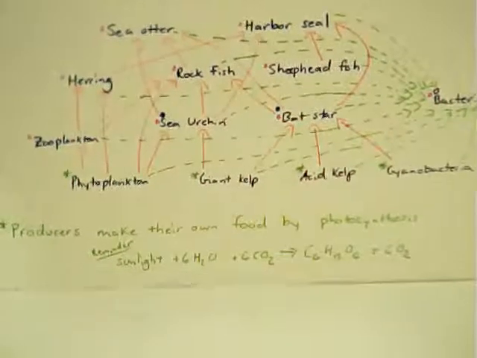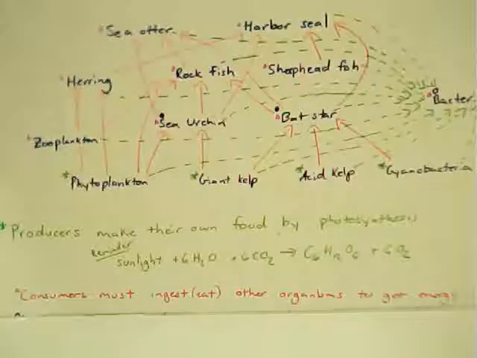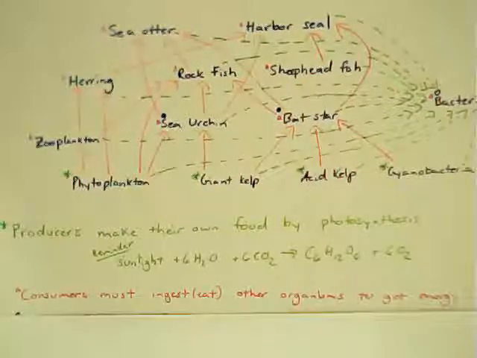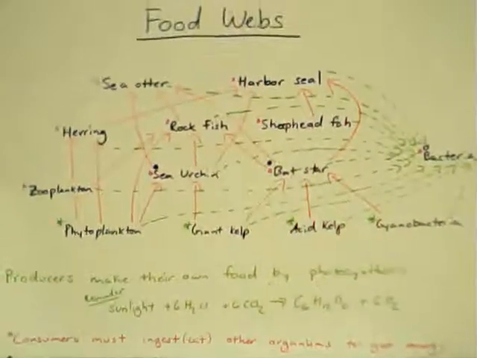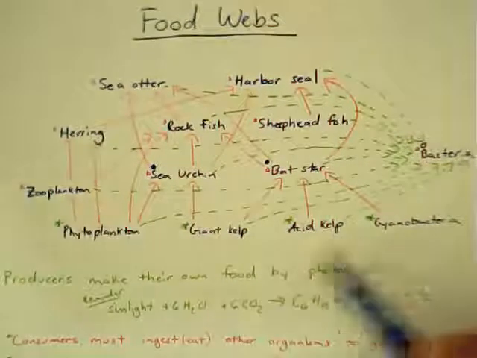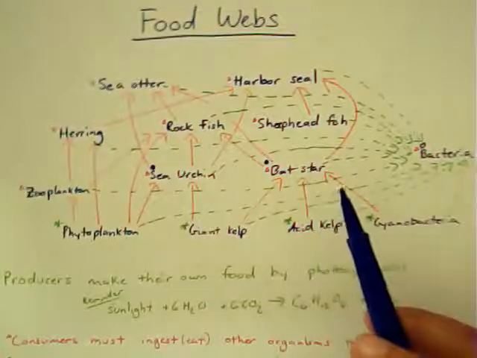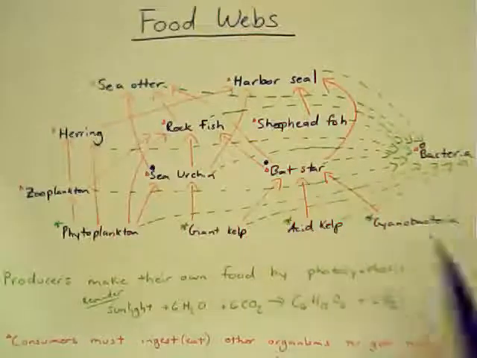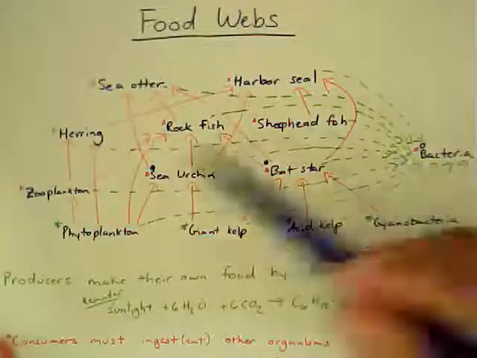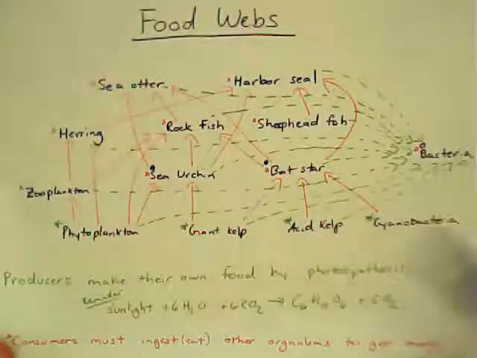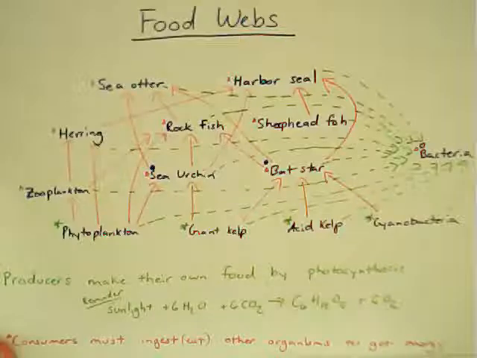Then I marked after that consumers. So consumers must eat other organisms to get energy. So if you look, that's a pink triangle. And I marked all of the other things first with a pink triangle. So everything else. So we had 13 total, so 9 of them are marked with the pink triangle. So that means I have to eat in order to get energy.